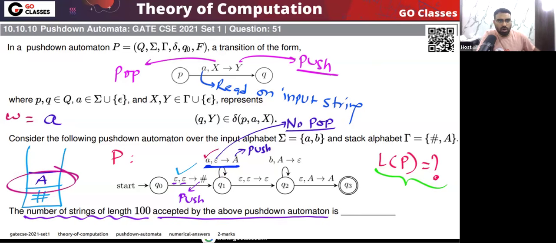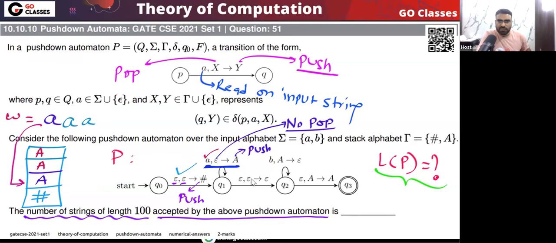So this A will go on the stack. For every A, one A is going on the stack. I hope you understood. So this is the idea. Now let's see what will happen. There is a loop here in the state Q1, so for every A, one A you will push on the stack. Yes or no?